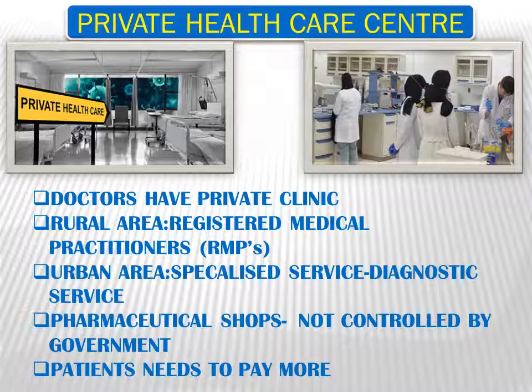In urban areas, we have specialized services such as diagnostic services in the form of CT scan, MRI, physiotherapy, and so on. With this, we have pharmaceutical shops which are associated with private healthcare centers. These private healthcare centers are not controlled by the government; they have their own funds and profit they are raising. Because of this, they run the hospital or the private clinic. So what happens under the private healthcare system? There is more burden and more financial responsibility on the patient. So the patient ultimately tends to pay more.